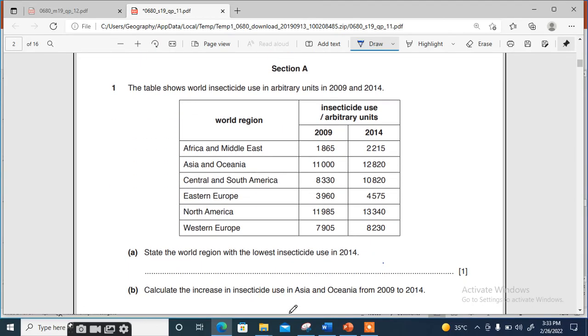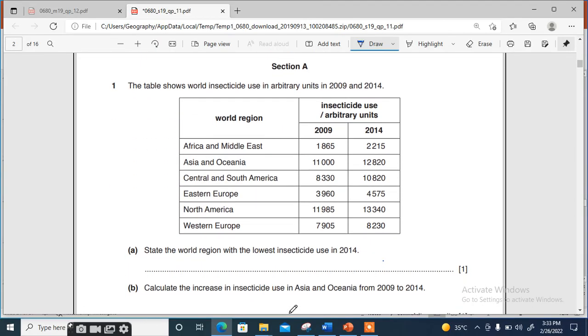So section A, question number 1 is, the table shows world insecticide use in arbitrary units in 2009 and 2014. So here we have a table, and we have the world regions, the different continents around the world, and also we have the insecticide use in 2014 and 2019. These are the set of values.